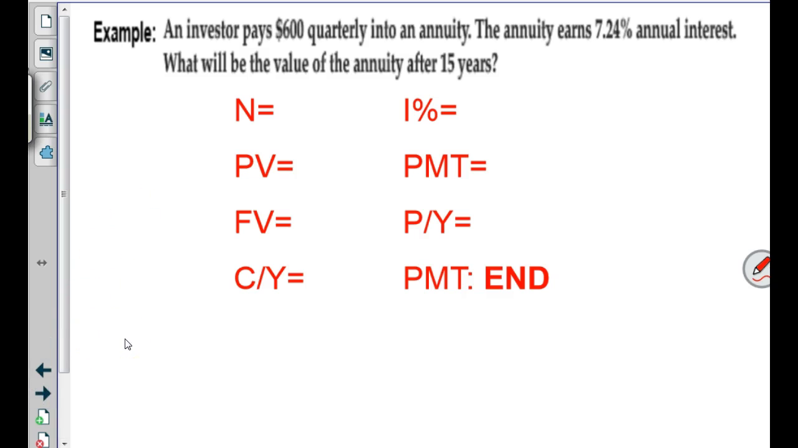So our first example says an investor pays $600 quarterly into an annuity. The annuity earns 7.2% annual interest. What will be its value after 15 years?